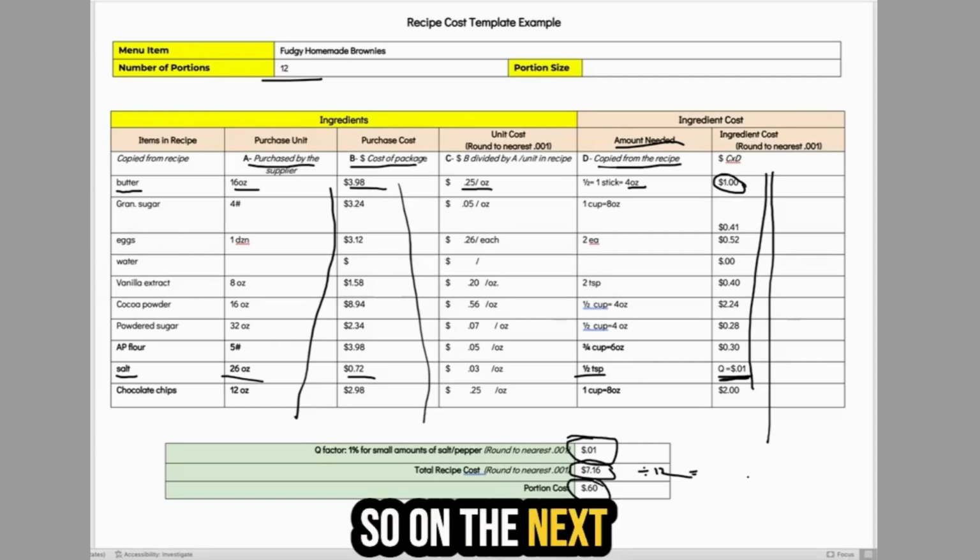So on the next slide, you're going to choose your own recipe and fill out all this information using this example.